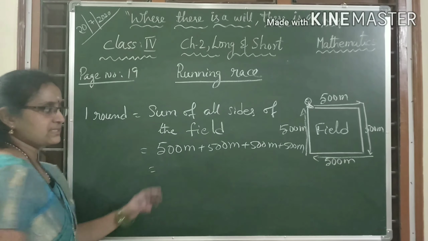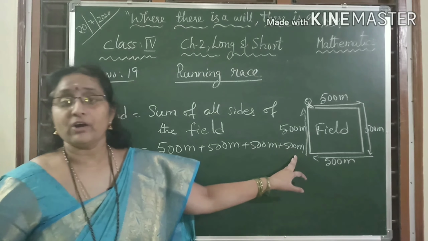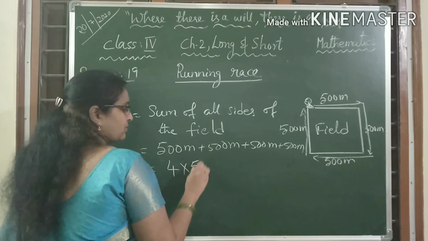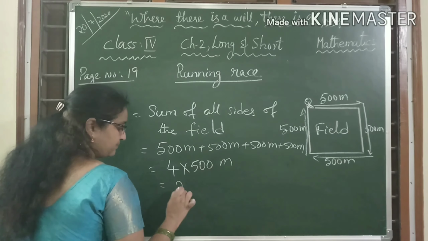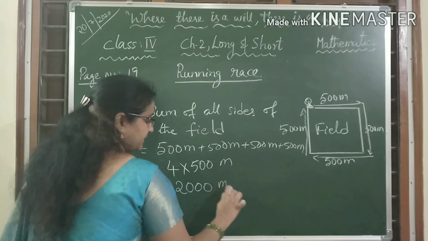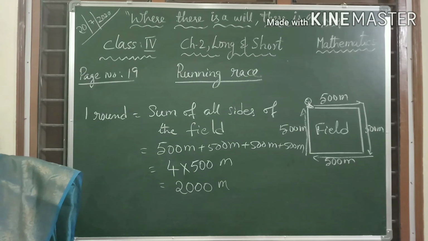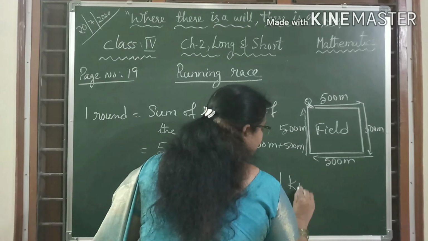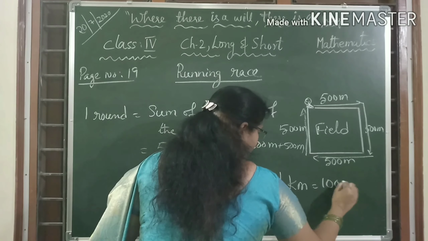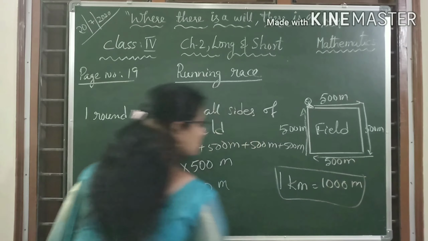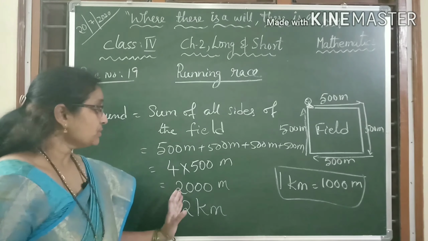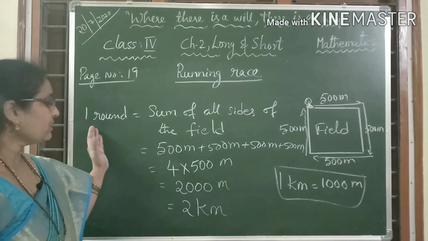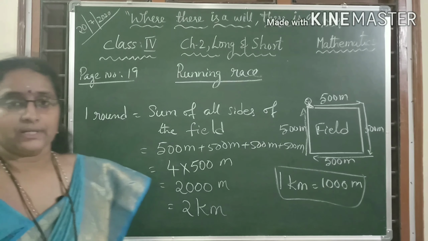So add all these things. 1, 2, 3, 4, 500. How many times is it repeated? Yes, 4 times. So 4 into 500 meters, which is nothing but 2000 meters. 2000 meters means how many kilometers? Yes, we know clearly 1 kilometer equals 1000 meters. So 2000 meters equals 2 kilometers. So one round of the field is nothing but 2 kilometers.